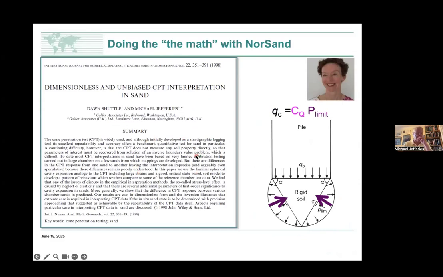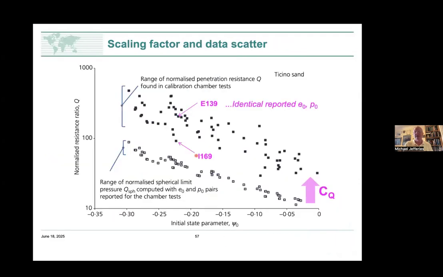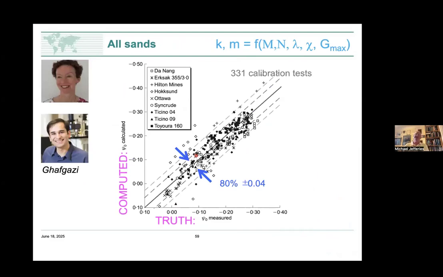And what that program does is compute Ks and Ms for you. In effect, it's a numerical calibration chamber. Now, of course, you might say, well, we've established CQ for Ticino sand. What about the other sands? Is it the same CQ?